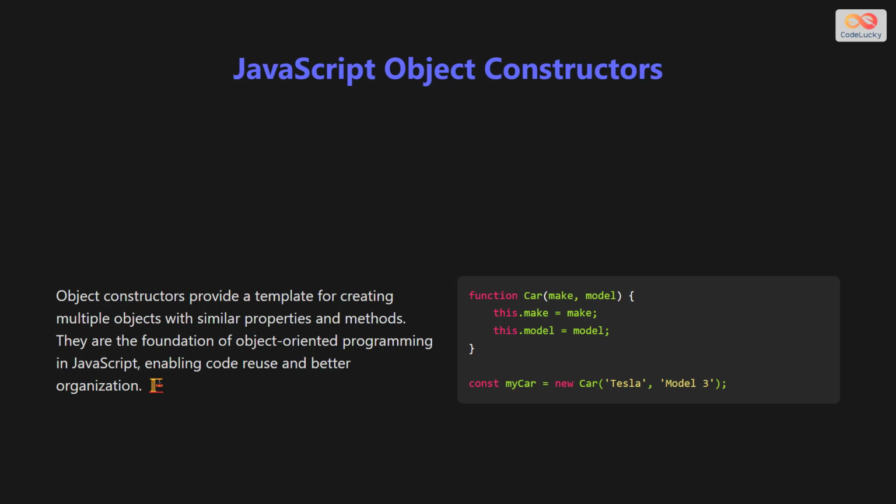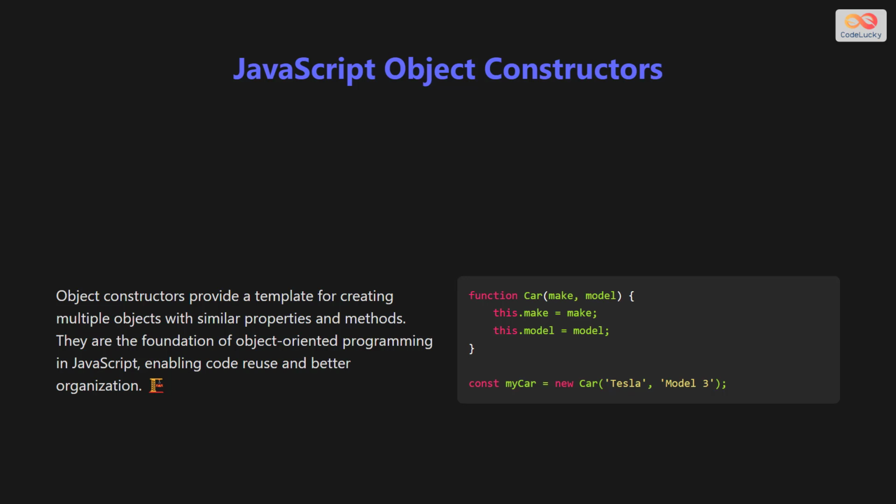Object constructors in JavaScript act as blueprints. They allow you to create multiple objects that share similar properties and methods. This concept is fundamental to object-oriented programming in JavaScript, promoting code reusability and better organization.